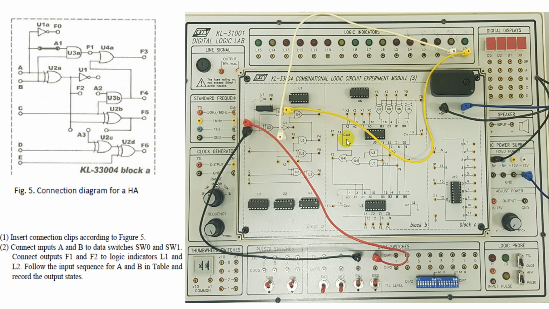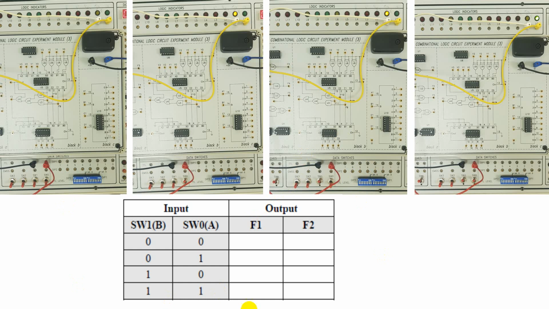Okay, so now we need to fill this table here. How are we going to fill it? Simple. This is your A, this is your B. So when A, B is 0, 0, the output F1 and F2 is 0, 0. So this is your F1, the yellow one. This is your F2. When we make A equal to 1 and B equal to 0, we are going to have F2 equal to 1 and F1 is 0. Similarly, for 0, 1, I think we have the same result. This is 1, this is 0. When we have 1, 1 here, F1 is equal to 1 and F2 is equal to 0 here. Okay, so this is the half adder truth table here.